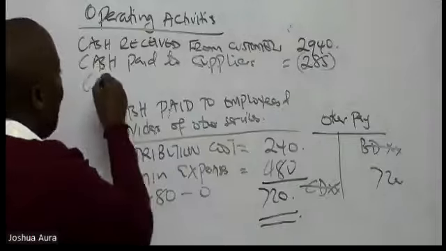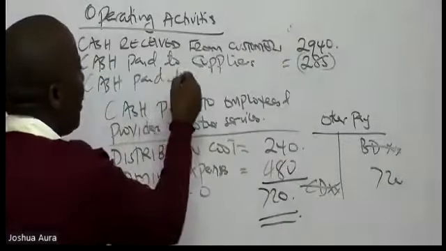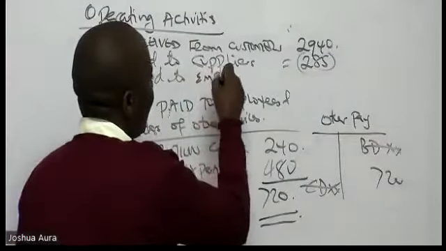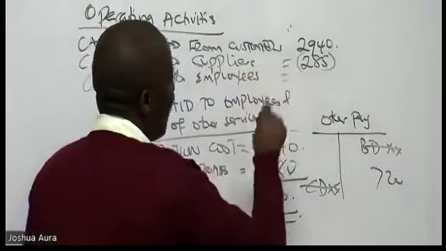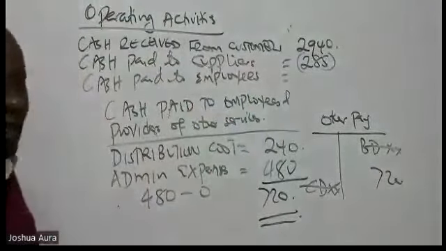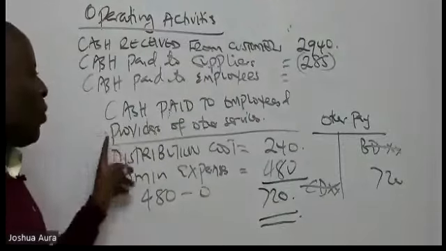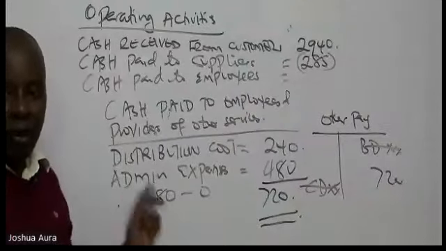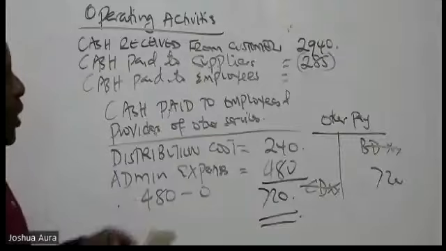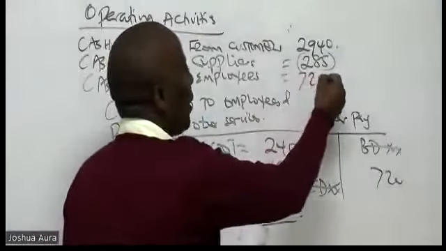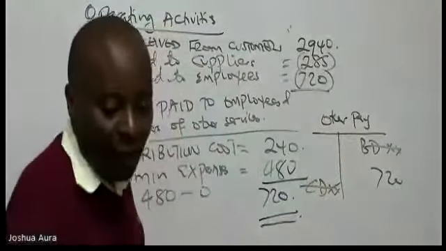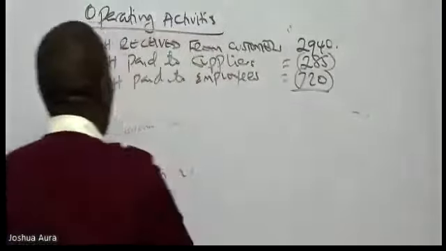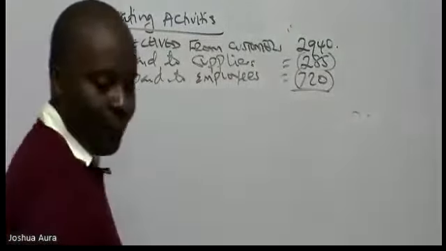And then we have here cash paid to who? To employees. We just leave it there. But I know that in terms of admin, we normally put rent, there are very many things there. That's why we are calling it in full, cash paid to employees and providers of other services, which you guys have given me a figure of 720. So please subtract there. And then we'll be able to give us the total cash flow from operating activities.